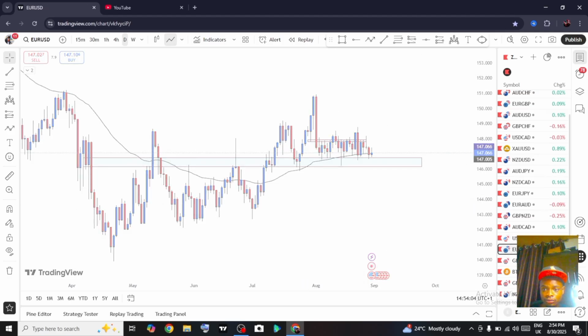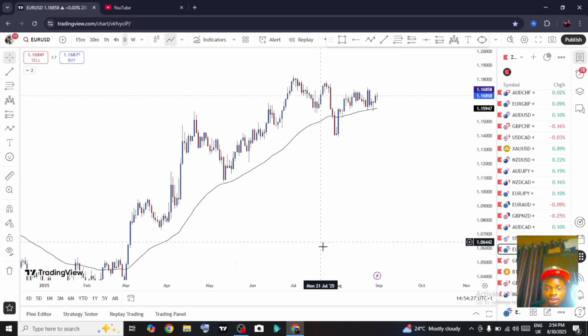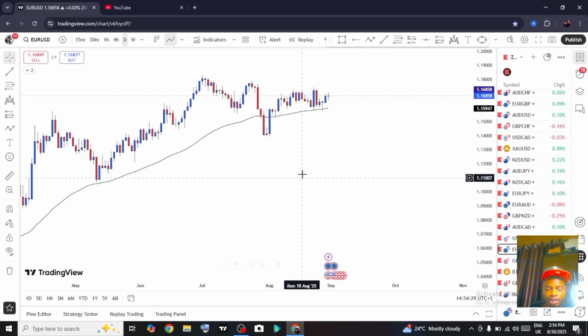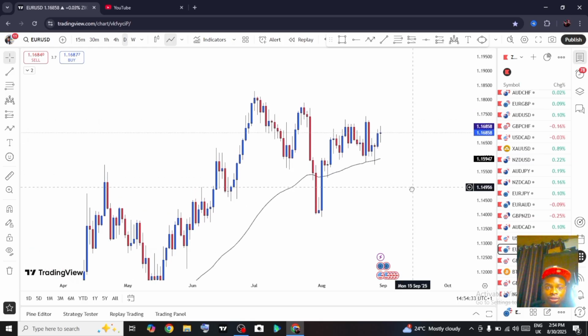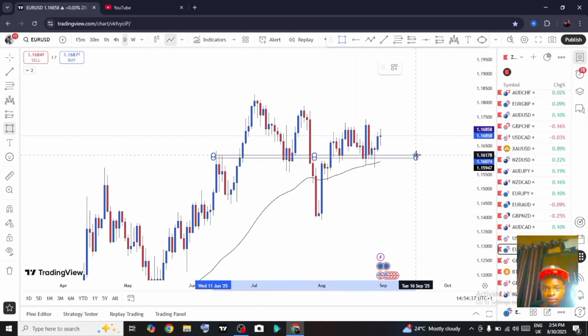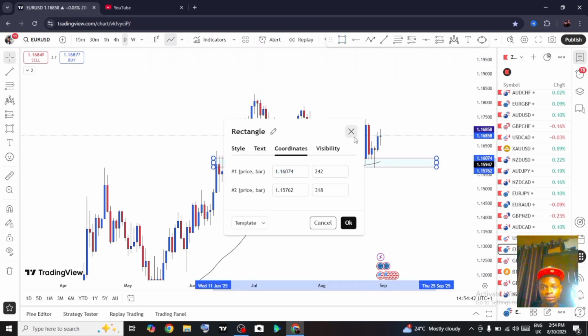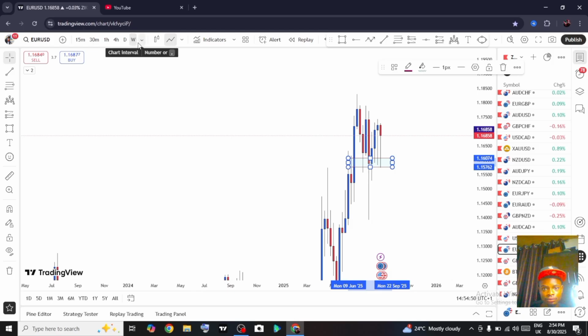EURUSD. Alright, EURUSD daily time frame is bearish. Right, so daily time frame is bearish. We have a minor area right here. Right? So let's see what the weekly is saying. Weekly is actually bullish, right?